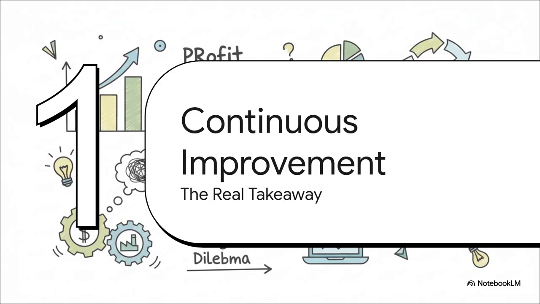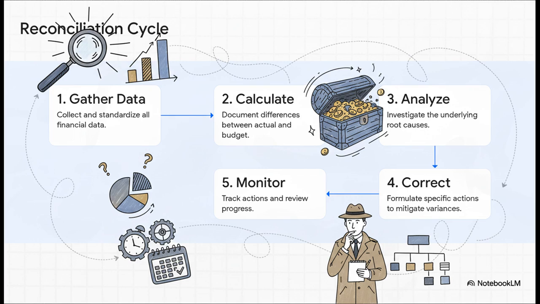And that really brings us to the biggest lesson here. Solving this one puzzle isn't really the end goal. The real value is turning this whole investigation into a cycle of continuous improvement. The work Alex did fits perfectly into this formal 5-step cycle. You gather the data, you calculate the differences, you analyze the root causes, you take corrective action, and then, and this is key, you monitor and review. This loop is what makes sure the organization doesn't just fix a problem, but actually learns from it.